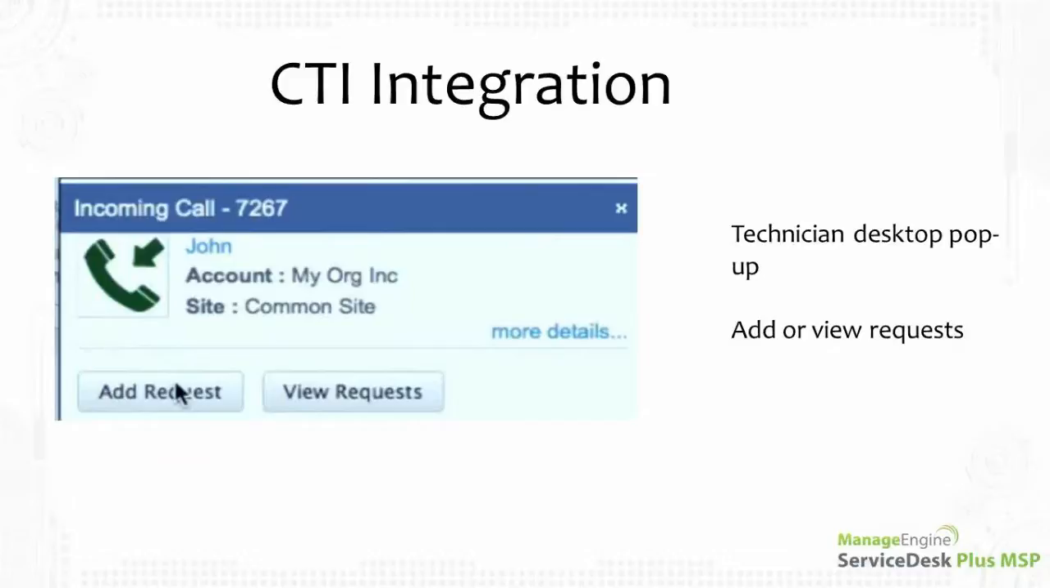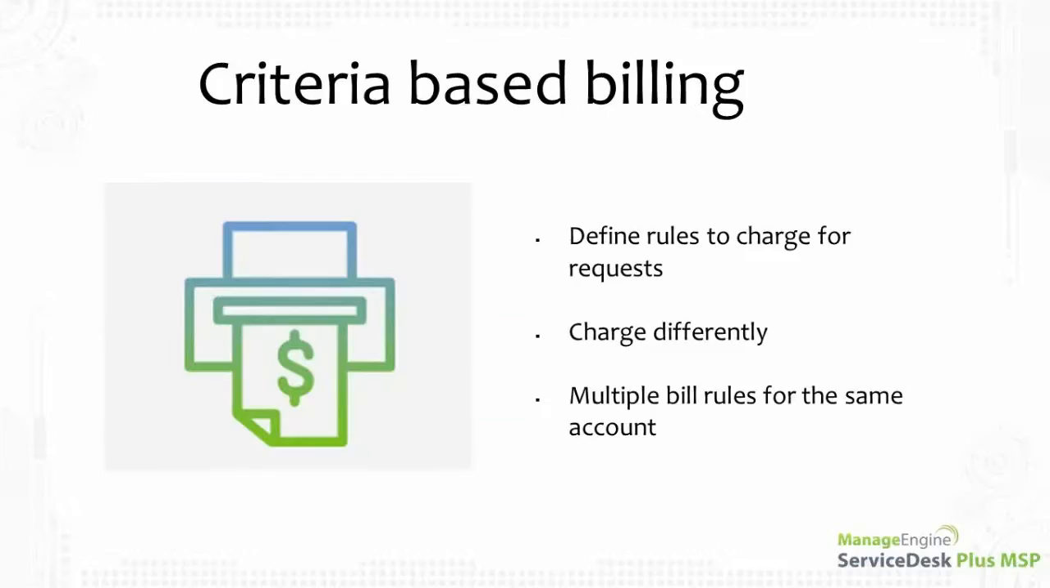And this add request button, if you click on add request, immediately it will give you a request form filled with John's name and account and the site fields, and you can start typing whatever his issue is. And if you want to look at what are his old requests, you can click on the option called View Requests. So this will allow you to see his history before proceeding by creating a new ticket, which will not allow any redundancy of tickets inside the application.